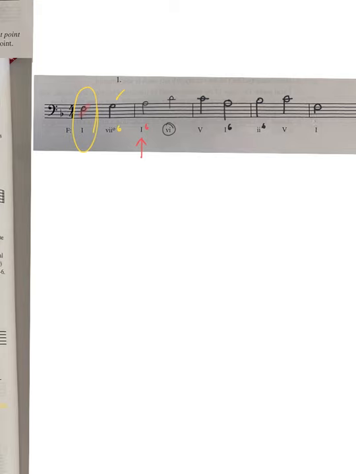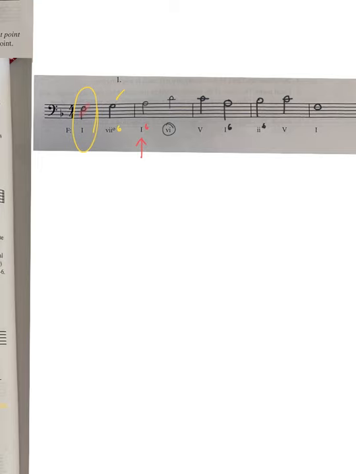And I just realized this is supposed to be a whole note because it's the end. So now my bass line sounds like this. And I think that works really well. That's a good bass line.